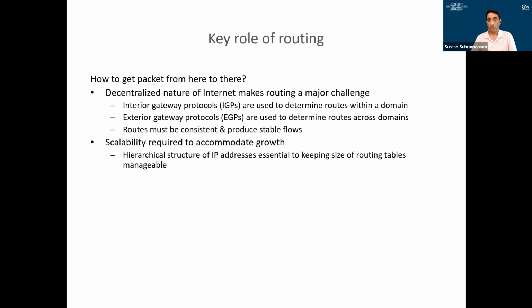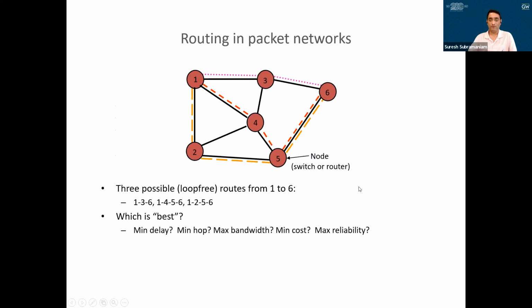And also scalability, right? How do you make sure that this process of routing is scalable? That is, as the number of devices grows, the thing doesn't break down. One of the things that helps with this is the hierarchical structure of addresses, or IP addresses. IP stands for Internet Protocol, as you know. The hierarchical structure of IP addresses is extremely important to keeping the size of the routing tables manageable. I'll talk a little bit about what a routing table is in a few minutes.